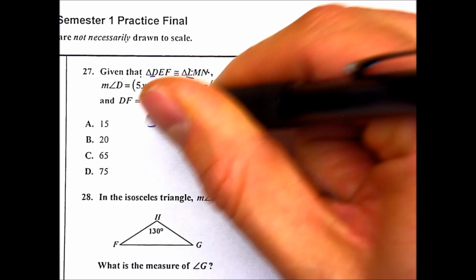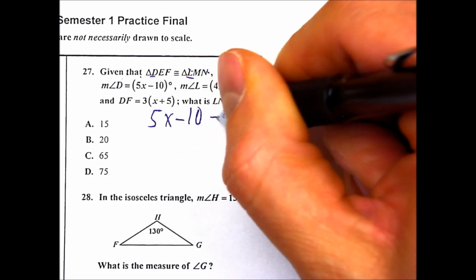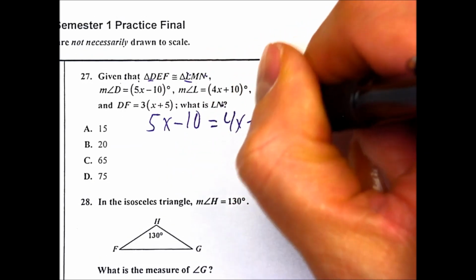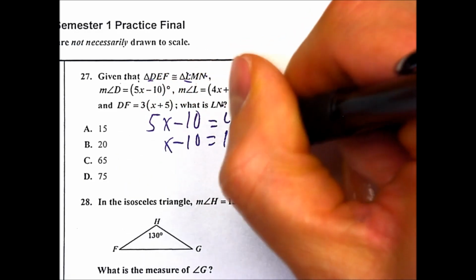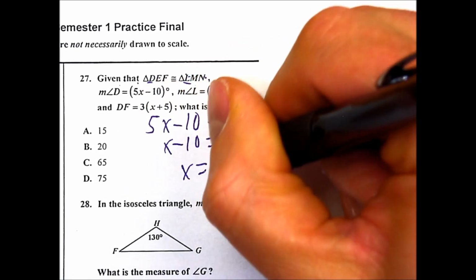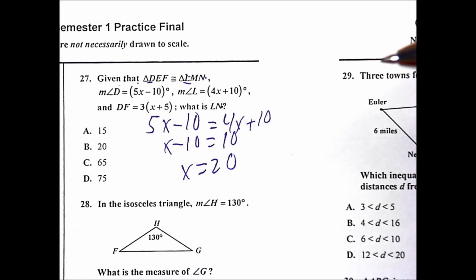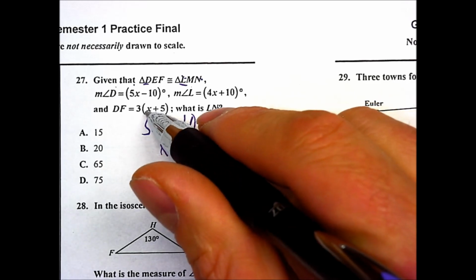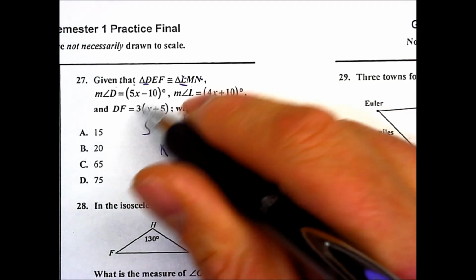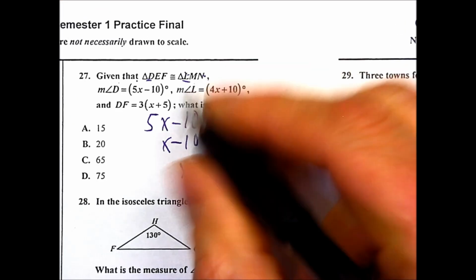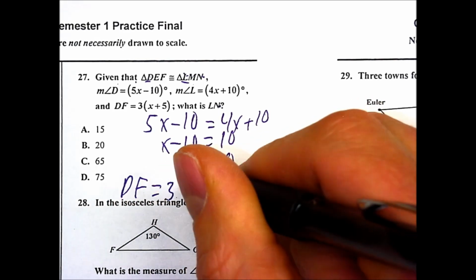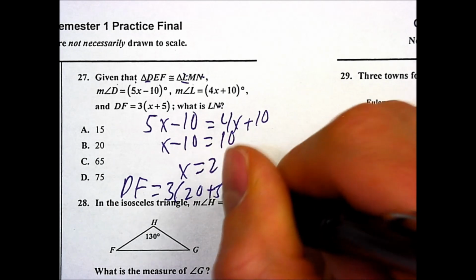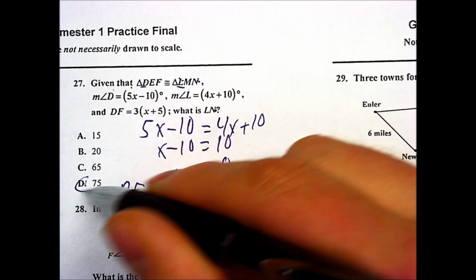So I will start off this question by setting 5x minus 10 equal to 4x plus 10. Taking 4x from 5x yields x. Adding 10 to 10 yields 20. Once I've found the value of x here as 20, I will resubstitute that into the length DF, because DF is congruent to LN. So the length DF should be equal to 3 times 20 plus 5. Well, 3 times 25 is 75 in length.